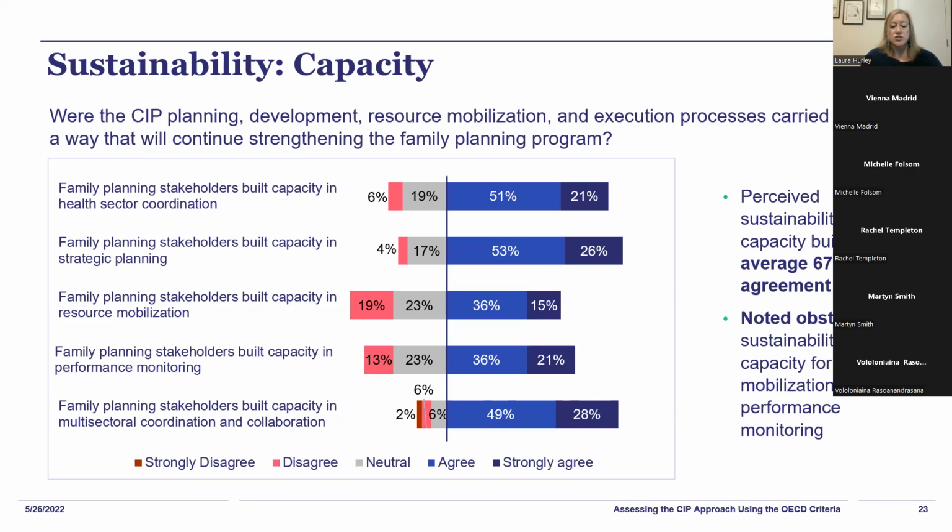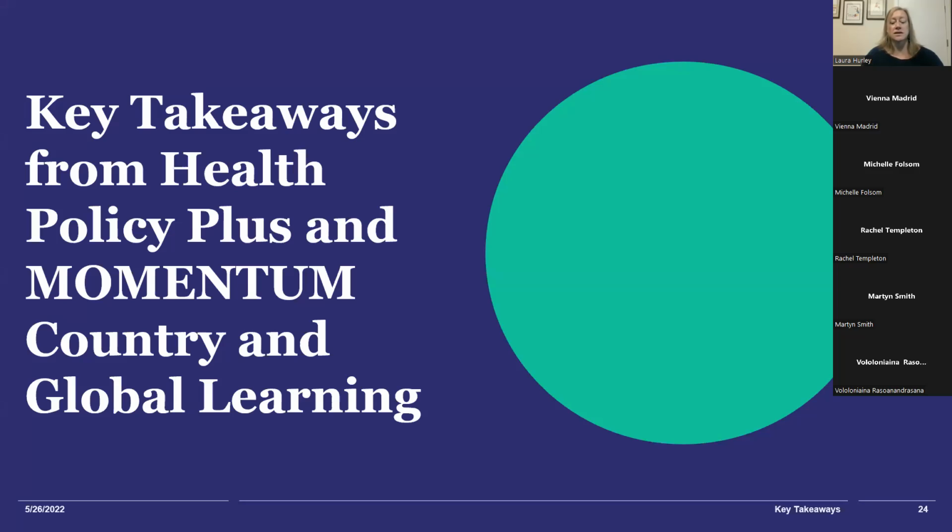So my final slide shows that respondents felt the capacity was built in a way that would contribute to sustainability of the CIP approach. Respondents primarily agreed that FP stakeholders have built capacity in health sector coordination, multi-sectoral coordination, and strategic planning. There was less agreement to statements regarding capacity for both resource mobilization and performance monitoring. Next slide. So I'll pass it back to Michelle, where we'll talk about our key takeaways and key sticking points and go from there. Thanks for swapping out the slides.